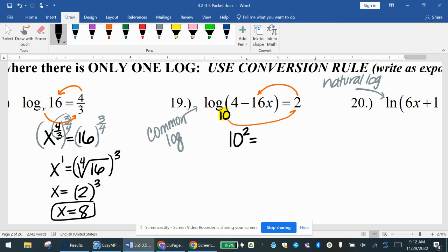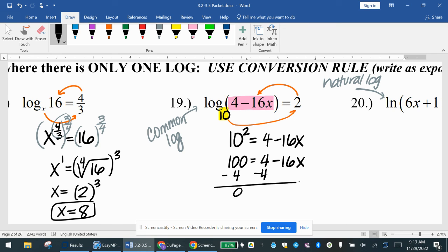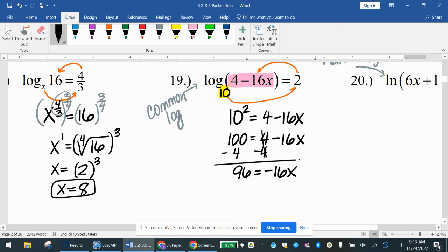Okay. So this whole thing is the argument. So that's what you're going to put after the equal sign. So 10 squared equals 4 minus 16x. 10 squared is 100. So I'm just kind of cleaning up both sides. Now I need to solve for x. So I'm going to subtract 4, and divide by negative 16.